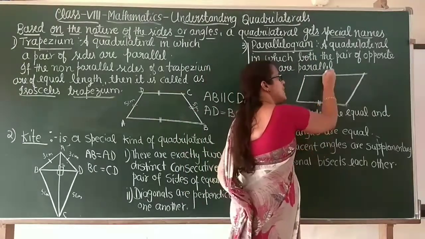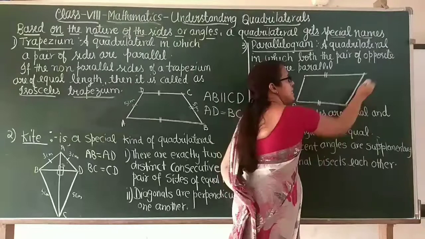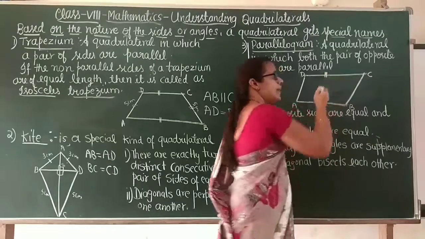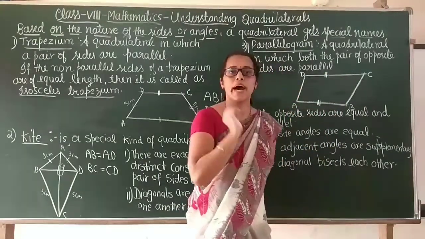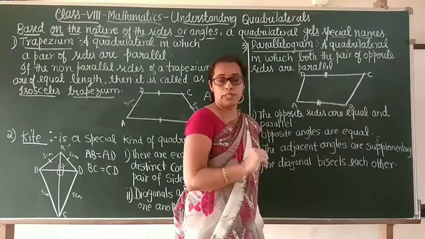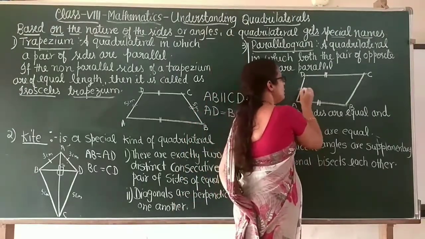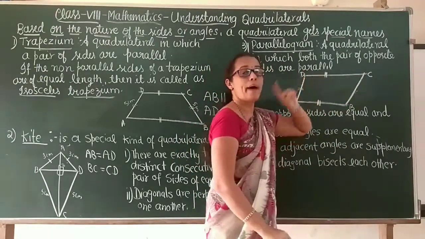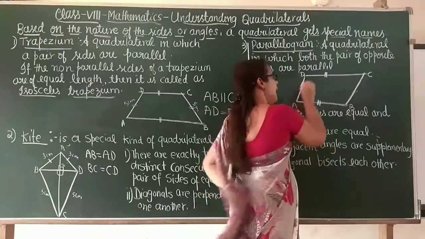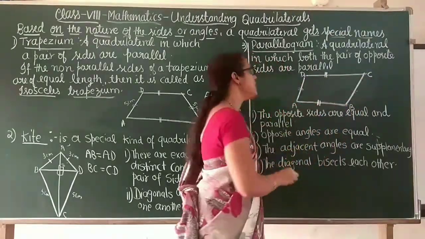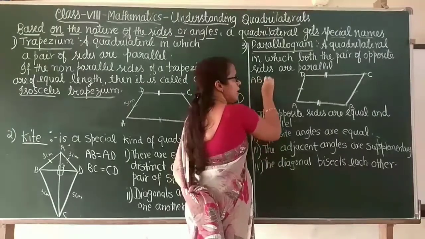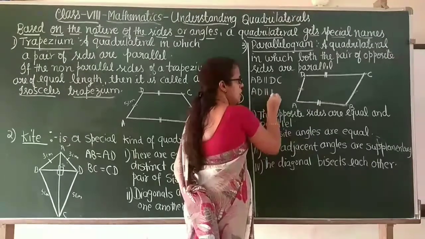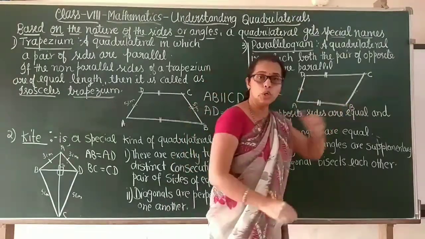Both pairs of opposite sides are parallel means, in parallelogram ABCD, AB and CD are called opposite sides. They are parallel. Not only one pair of opposite sides, both pairs of opposite sides are parallel. That means AB is parallel to DC, and even AD is parallel to BC.